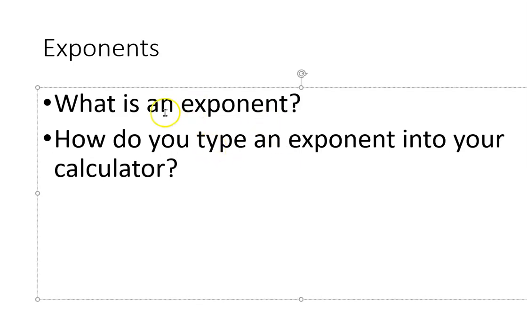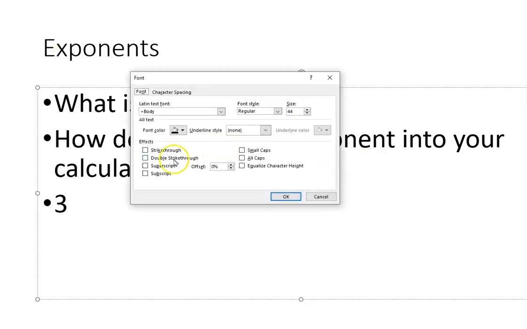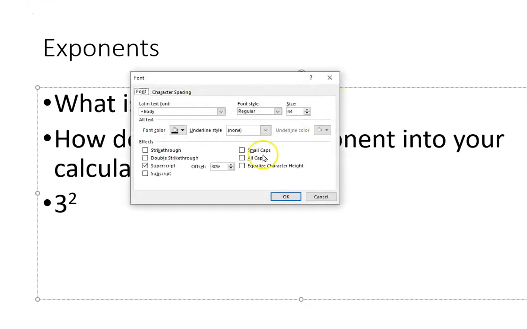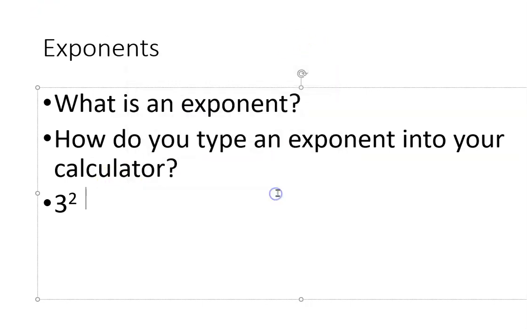Exponents. What is an exponent and how do you type an exponent in your calculator? Exponents are the cute little numbers in the corner. So an example of an exponent would be a cute little 2 in the corner, and it means that you're multiplying a number by itself. So 3 squared means 3 times 3, which is 9.